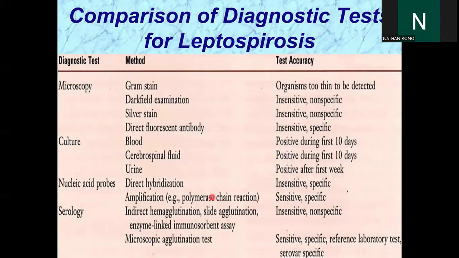This is for the test accuracy. When you do the direct fluorescent antibody, you're just going to see the spirochetes, but you won't know what it is specific for. Is it Borrelia? Is it Treponema, or is it leptospirosis? That's why you take a very good medical history. It's going to confirm that there are spirochetes, and from the medical history, you're going to know that this is a person who had contact with contaminated water and is presenting with icterohemorrhagic leptospirosis. So you'll know it's Leptospira.